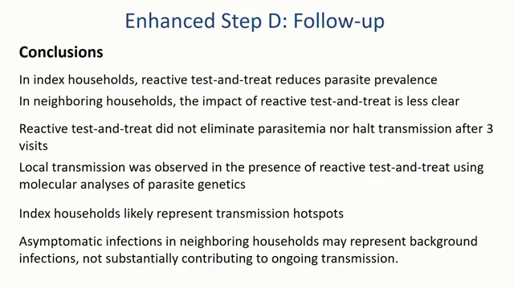All right, so overall, within index households, this reactive test and treat did reduce the parasite prevalence, but in neighboring households at both 140 meters and 250 meters, it did not seem to impact, or the impact is a bit less clear. However, reactive test and treat did not eliminate parasitemia nor halt transmission after these visits. We were following up as a study activity, but the program actually only does that initial visit. So after that first visit, we saw a reduction, but not elimination of the parasite from the households.